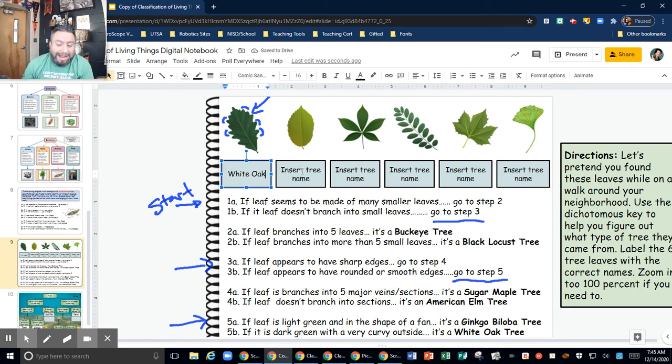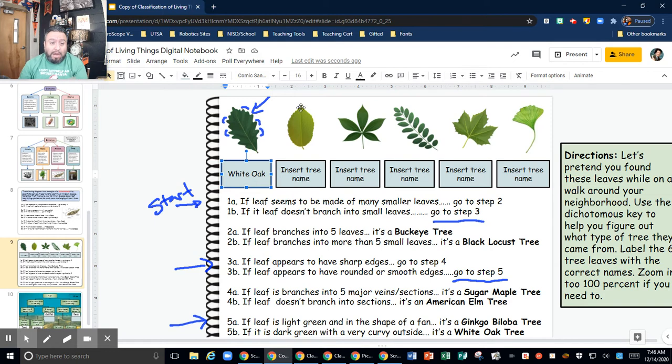Okay, and that's it. That's how you use a dichotomous key. It's that simple. You just look at the organism, you look at the characteristics, okay? You read each line of a dichotomous key, and if it tells you to go to step 2, you go to step 2. If it tells you to go to step 7, you go all the way to step 7, okay? You just follow the steps on the key.